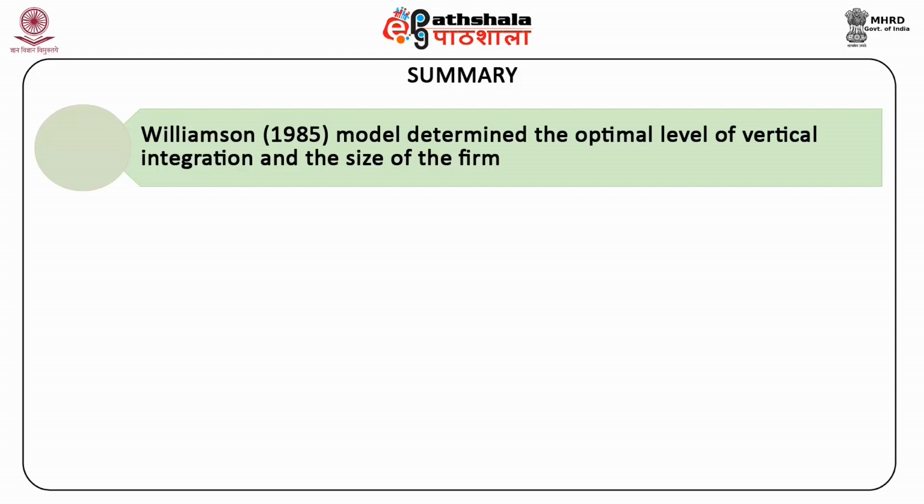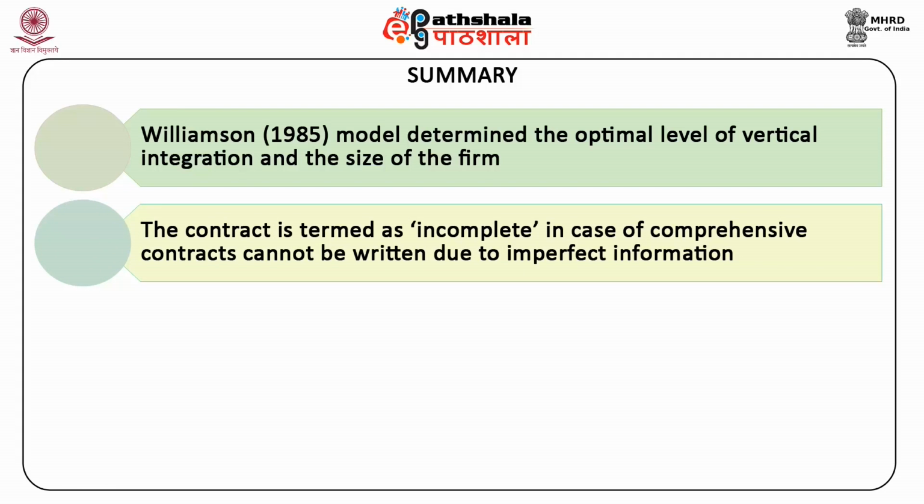The model distinguishes between technical efficiency, which indicates whether the firm is using the least cost production techniques, and agency efficiency, which indicates the extent to which the firm minimizes coordination, agency, and transaction costs. The contract is termed incomplete in case comprehensive contracts cannot be written due to imperfect information. It enables them to have control over the opportunistic behavior of one partner on the other partner by withholding the supplies.